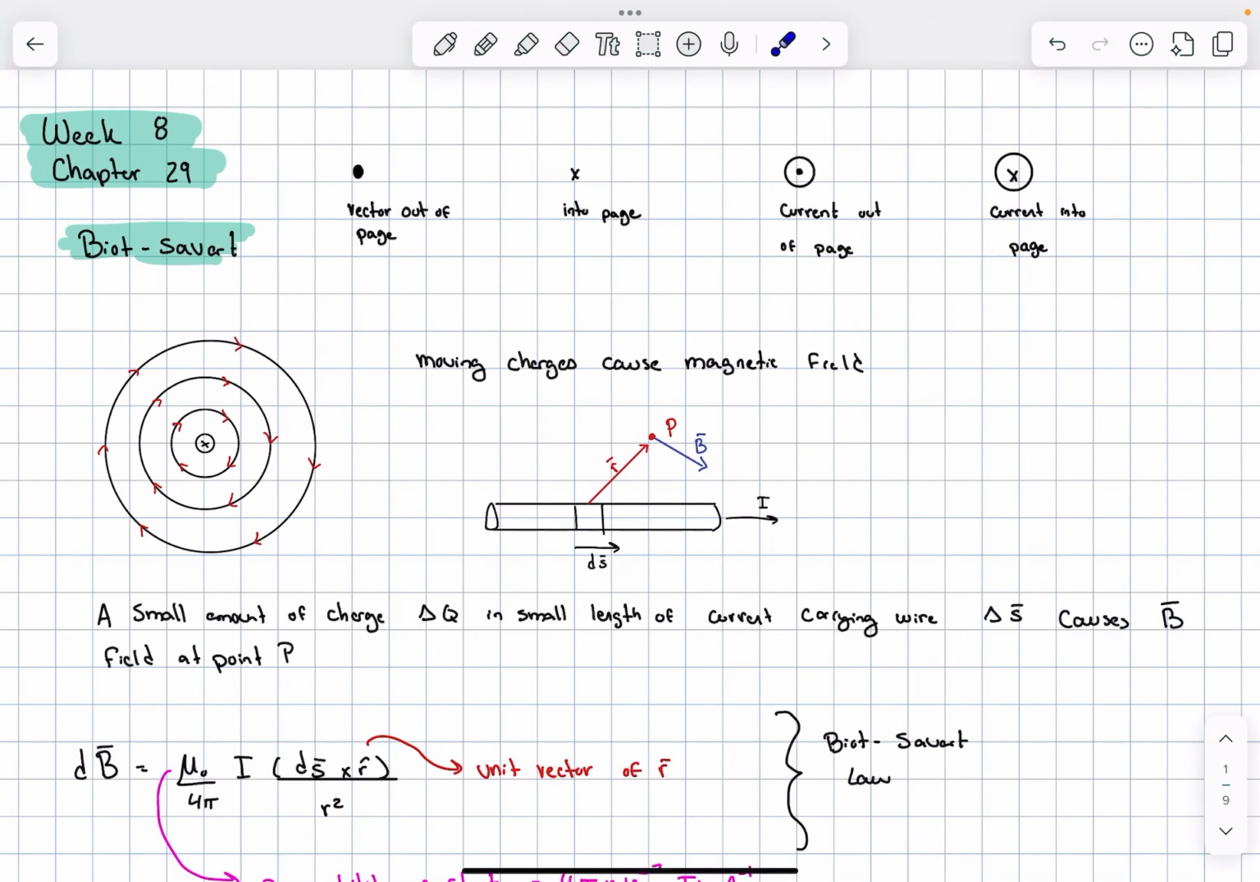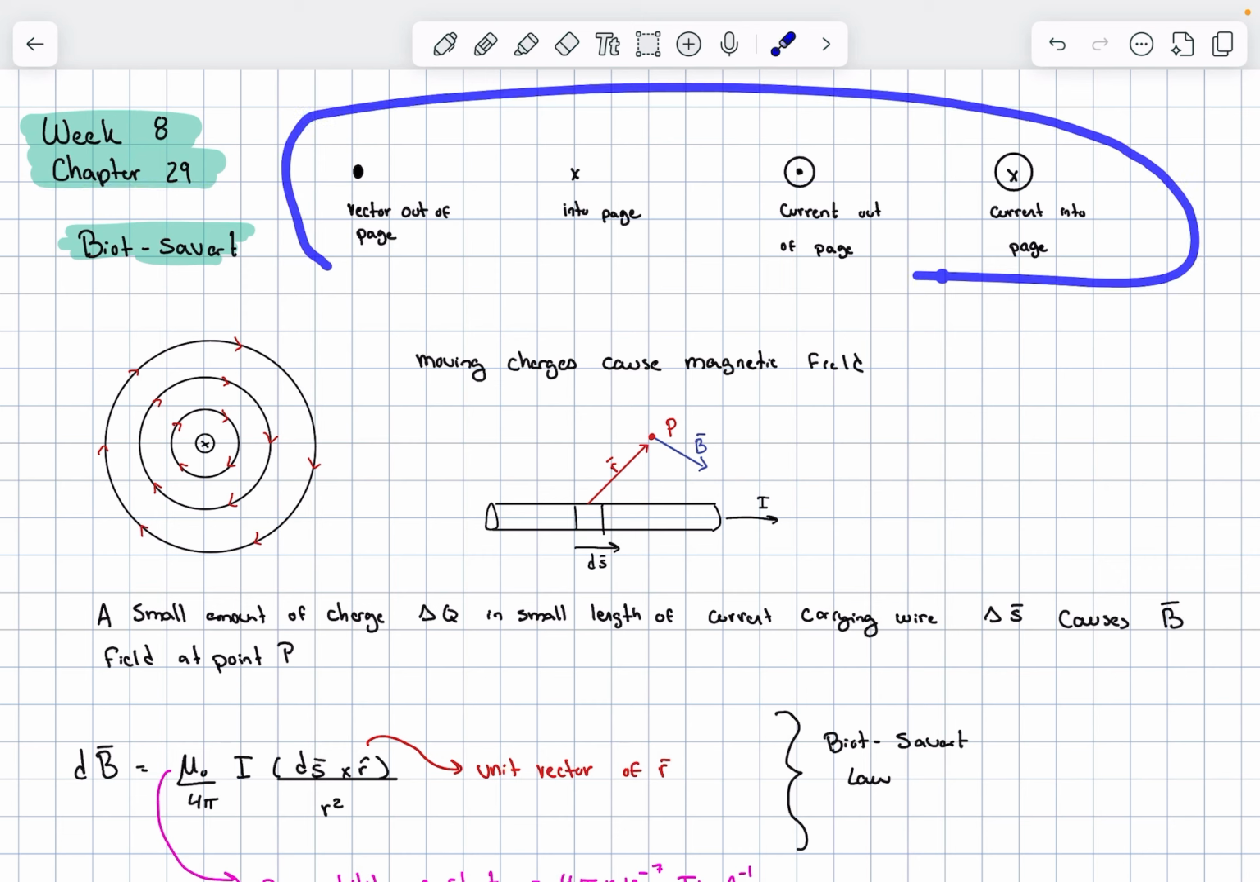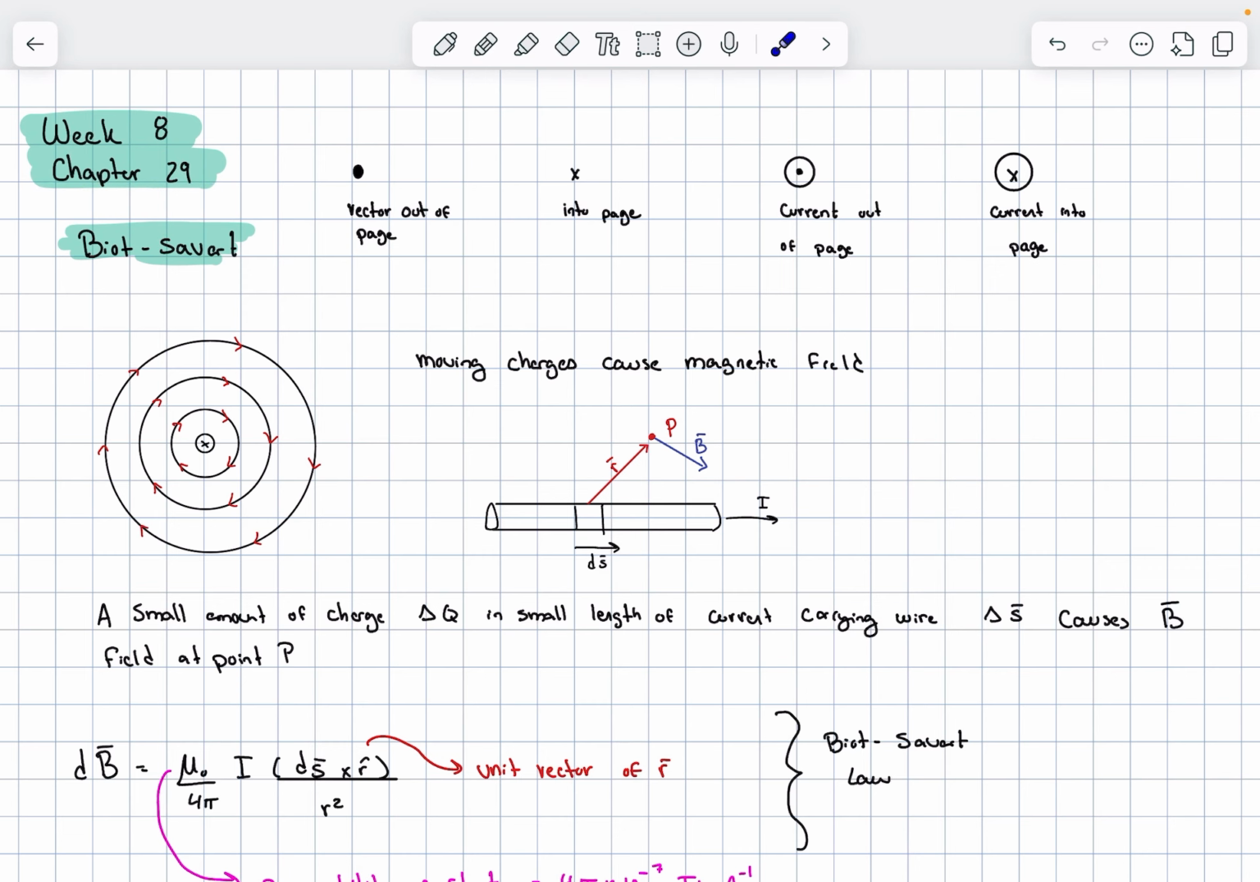This is the material for week 8, which covers chapter 29. So just some notation here. Whenever we have a vector coming out of the page, we denote it by a little dot like this. Going into the page, it's a little x.